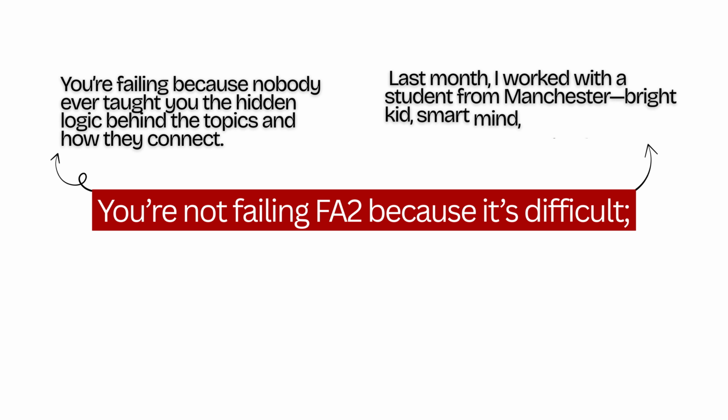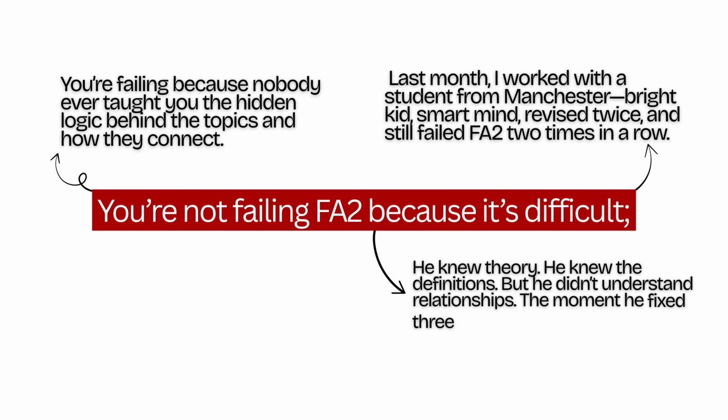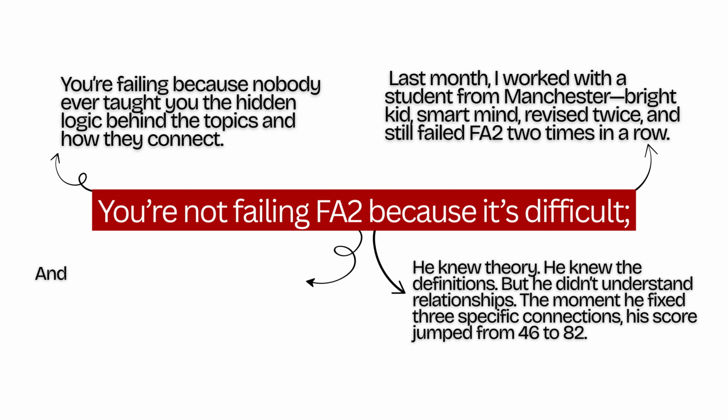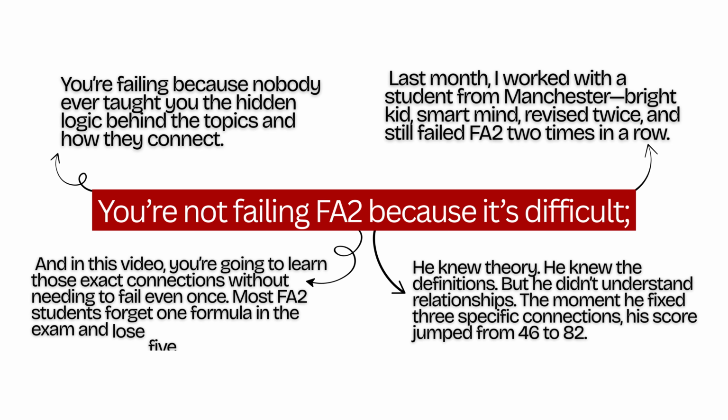Last month, I worked with a student from Manchester, bright kid, smart mind, revised twice, and still failed FA2 two times in a row. He knew theory, he knew definitions, but he didn't understand relationships. The moment he fixed 3 specific connections, his score jumped from 46 to 82. And in this video, you're going to learn those exact connections without needing to fail even once.